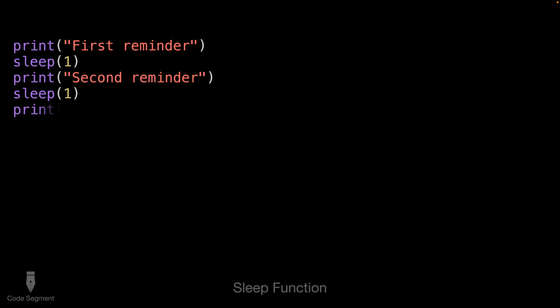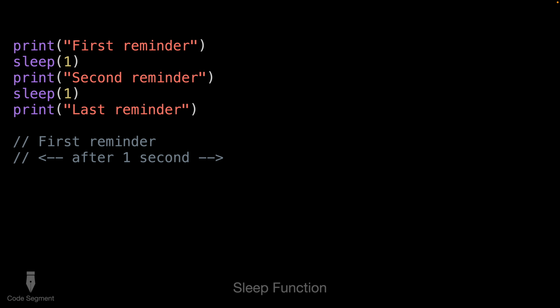Okay, so let's actually look at code. This is the library dispatch. So first thing to know is the sleep function. Sleep pauses whatever thread you're currently executing on for the number of seconds that you pass in. So here we have a print first reminder that will print the first reminder string. Then we have the sleep.